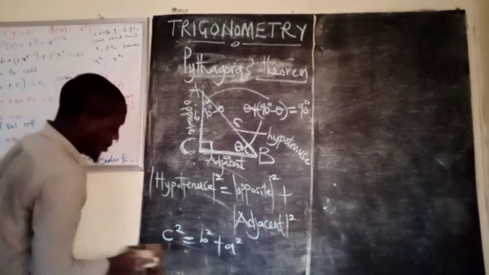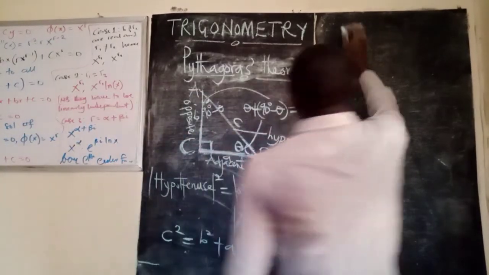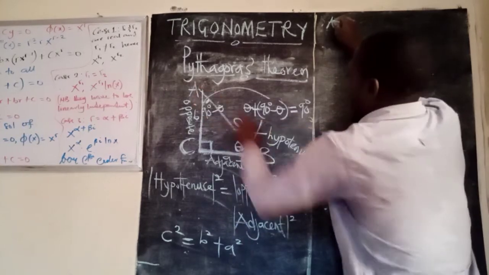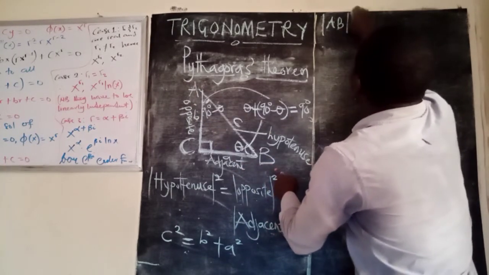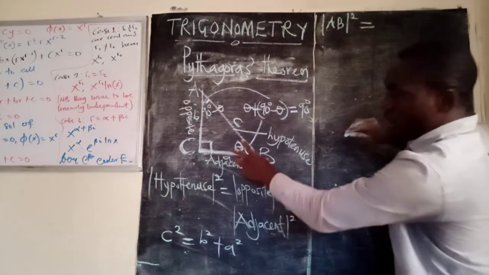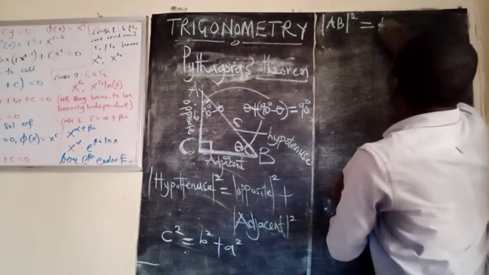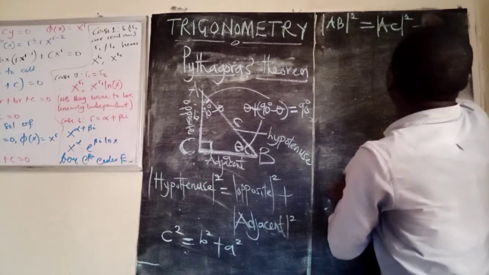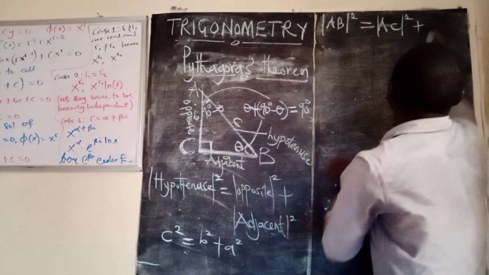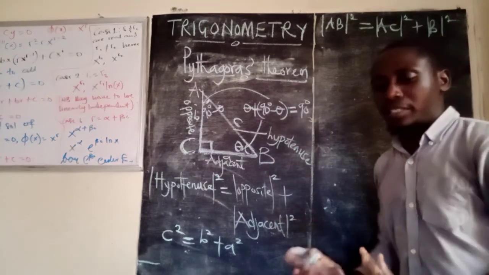Okay, let's use the upper part of the board for easy visibility. We can say side C, which is the same thing as AB, absolute value squared, equals B squared, which is side AC squared, plus A squared, which is side BC squared. This is Pythagoras theorem as stated.